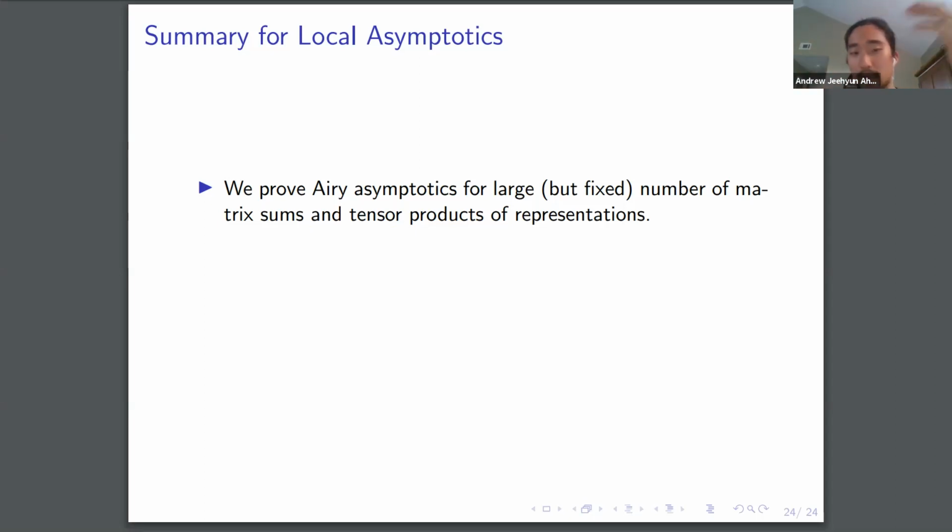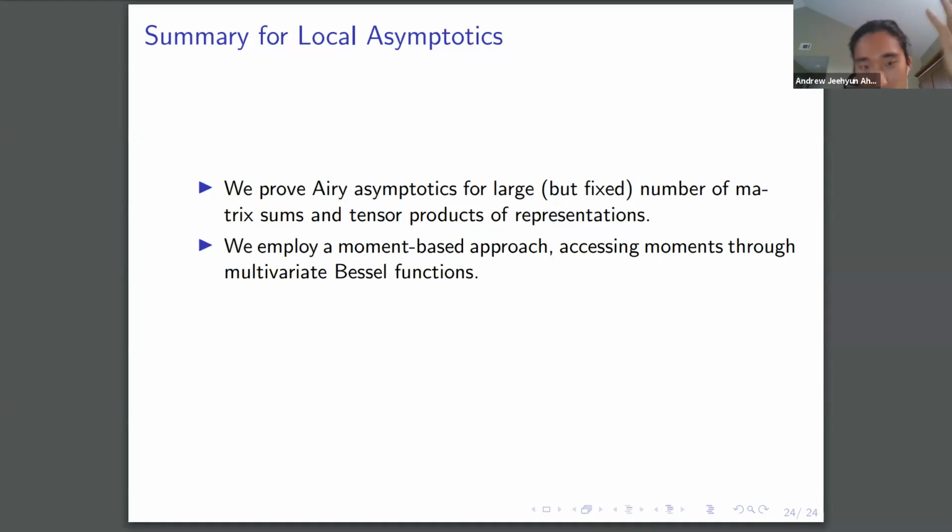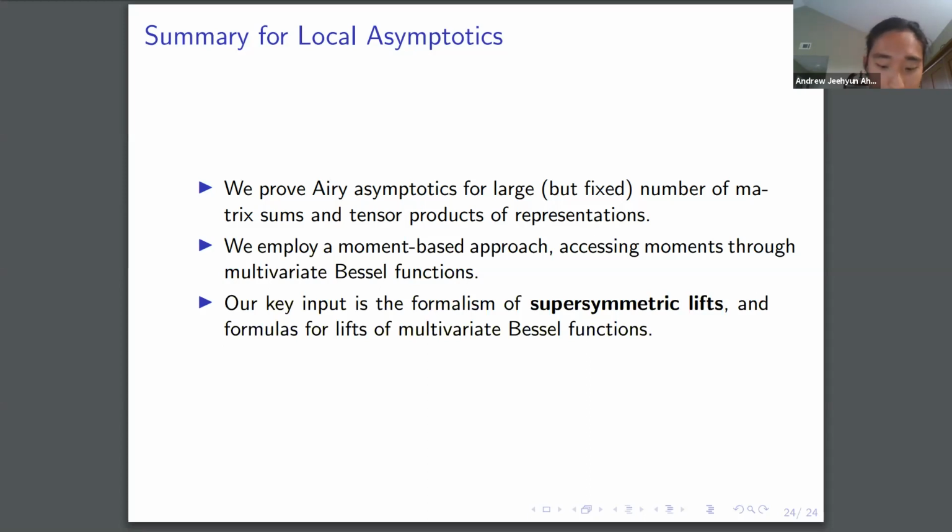And then there's some analog in the quantized case where you replace sums with tensor products. Our approach is based on the moments method and using these multivariate Bessel functions. The key input that we have is this formalism of supersymmetric lifts, and the fact that we're able to find formulas for lifts of multivariate Bessel functions, which I didn't really show you. But this is the picture of what's going on. So this is all I wanted to say.